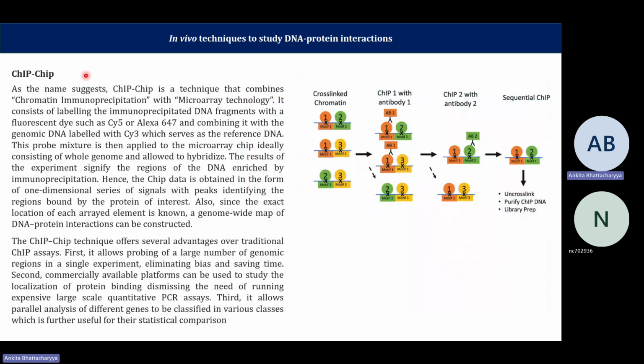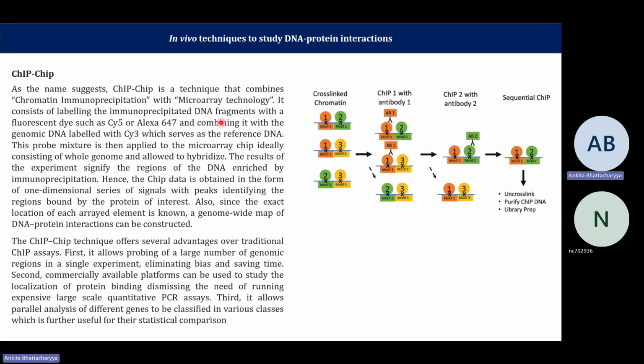Next, we have ChIP-chip. As the name suggests, the first chip and the second chip are different. The first chip is chromatin immunoprecipitation. The second chip is a microarray chip. So this is a technique that combines chromatin immunoprecipitation with microarray technology.